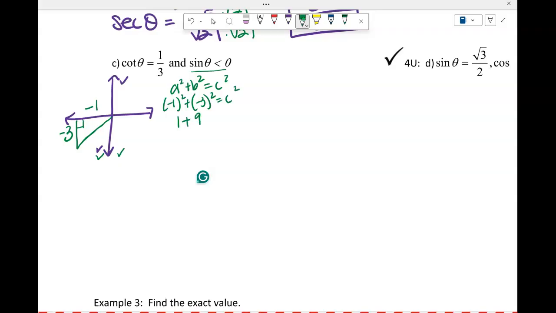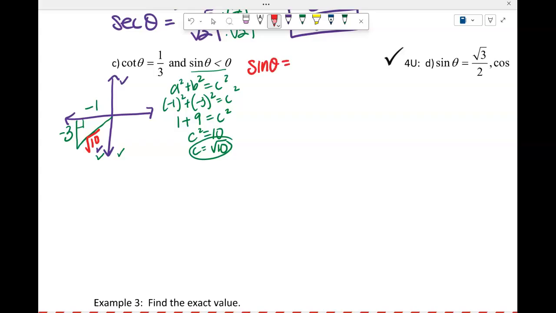Okay, so this is going to be 1 plus 9 equals c squared. C squared equals 10, so that means c is going to be square root of 10. Hypotenuse would never be negative, because hypotenuse is a length. They're all going to be positive, except the negative is just telling us what quadrant we are in. So we want to find the remaining trig functions. So let's start with sine of theta.